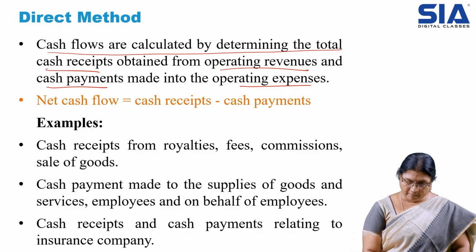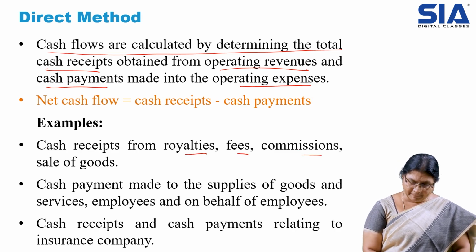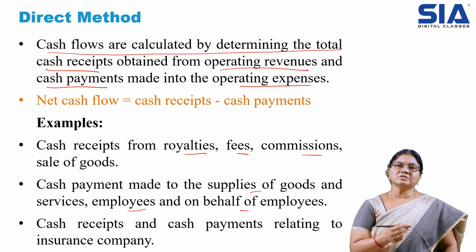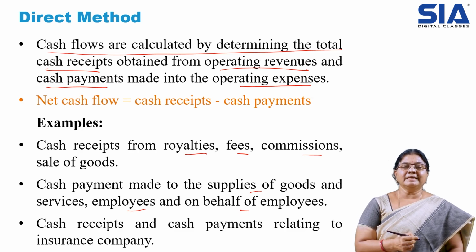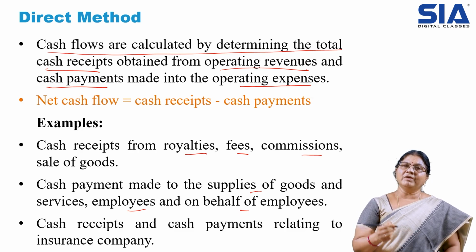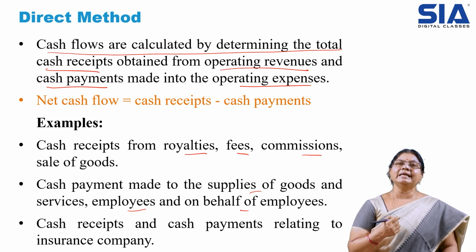Like cash receipts from royalties, fees, commissions: these are the receipts. Payments, like for supply of goods and services, and to employees, whatever payments we are making, come under cash payments. Then cash receipts and cash payments relating to insurance will also come under this direct method, and they are directly implied.